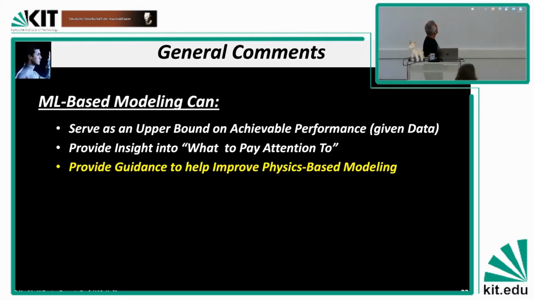Okay. So the most important thing is, on the one hand, if you build a machine learning model, it also tells you what's close to the best possible performance you might be able to get with a physical model, okay? Because it does a better job of exploiting all the information that's in the data. It gives us some insight into what to pay attention to, and it does provide some guidance to help you improve your physics-based modeling. I'm just going to remind Uwe about the unicorn, and I'll tell you later what the unicorn's for.